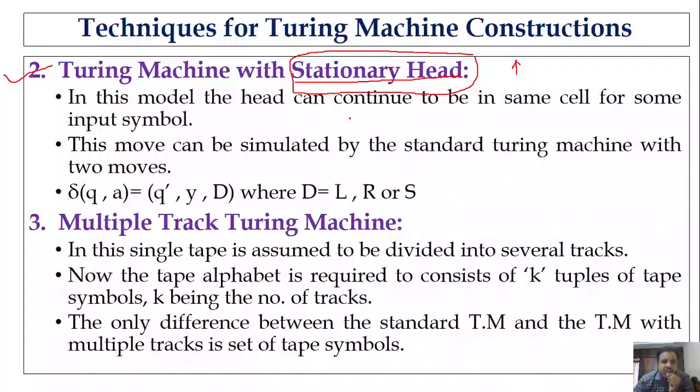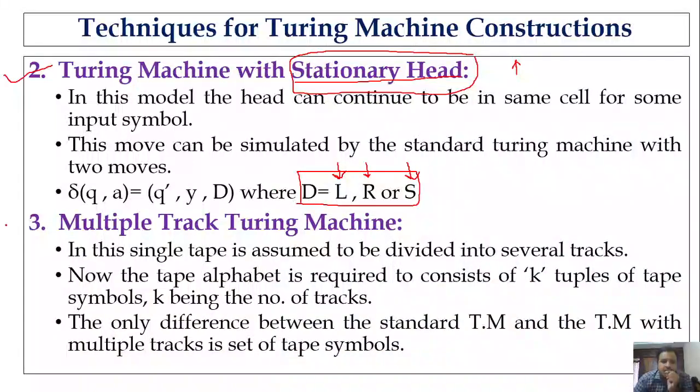Okay, so that Turing machine will be considered as having a stationary head. Here we have three possibilities for the head movements. It could be either left or right, or it could be stationary. So S is representing the stationary.